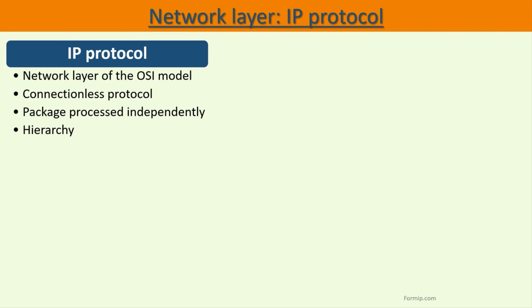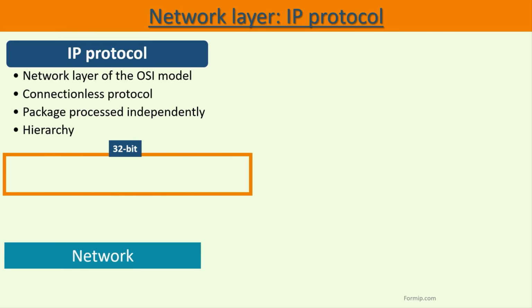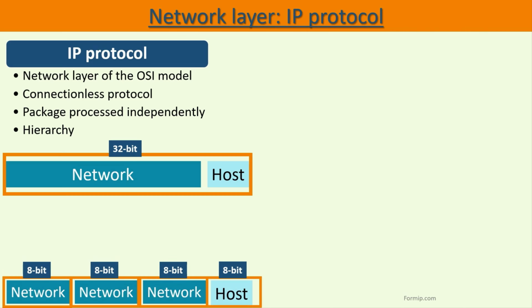An IP address has 32 bits and consists of two parts: the network part and the host part. A 32-bit IP address is written in 4 8-bit blocks. 8 bits make a byte, so an IP address will look like this.